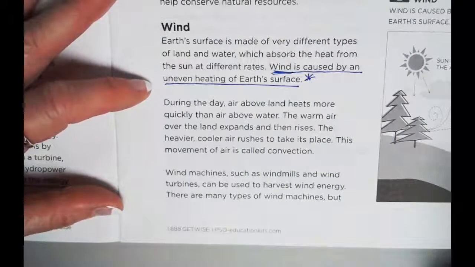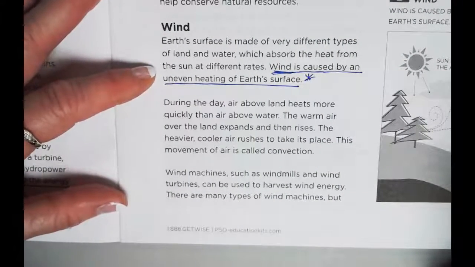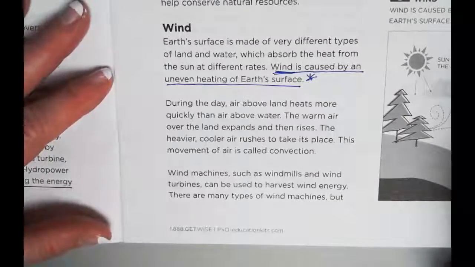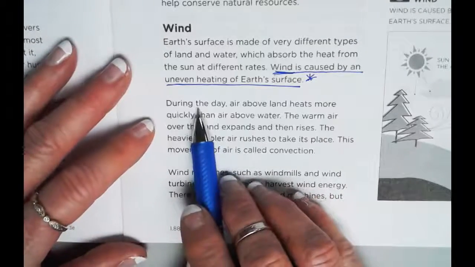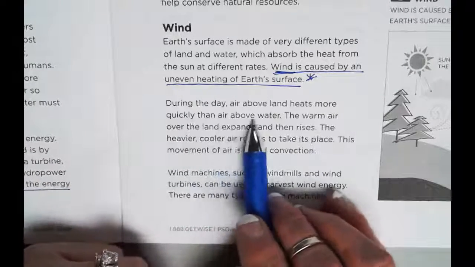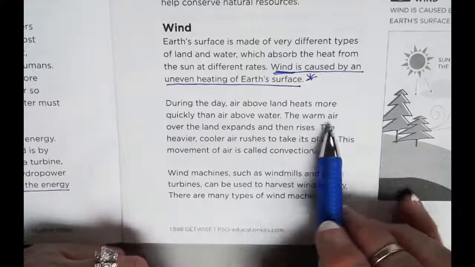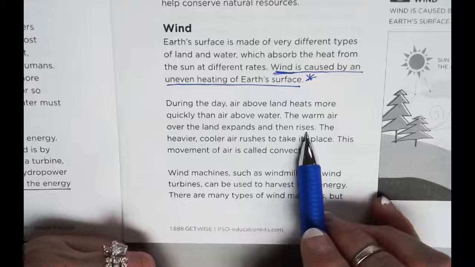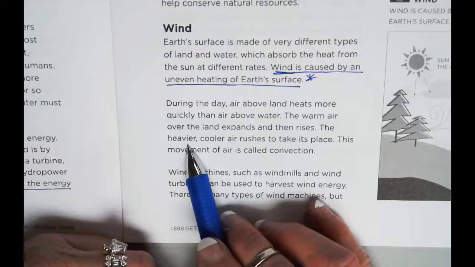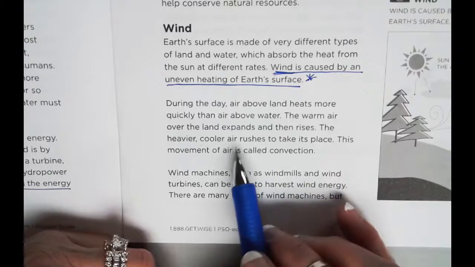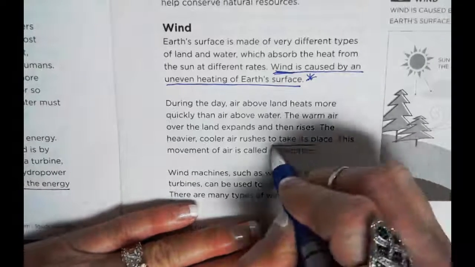Because we have different types of land, don't we? Our geography is different, is it not? Braylon, read this one, please. The warm air over the land expands and rises. Heavier, cooler air replaces it. This movement of air is called convection.